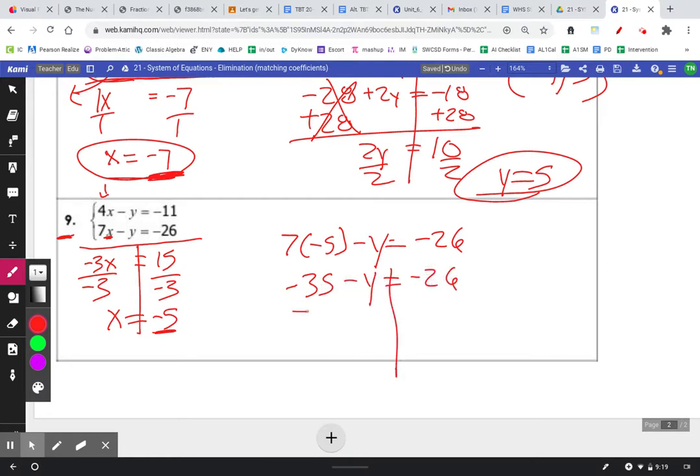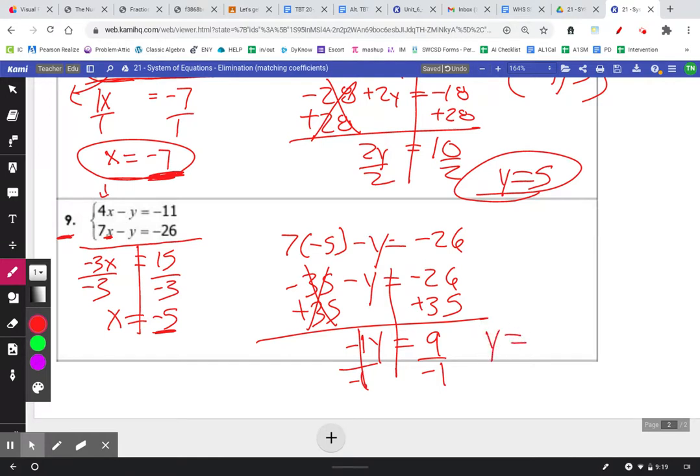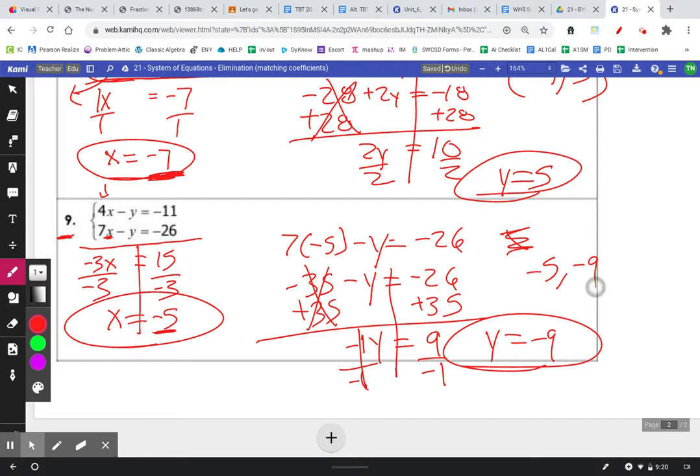I should add 35 on both sides. Those go away. This y is negative. I need to show that. That would be a positive 9. And then I need to divide by -1 because I need to get rid of that negative in front. So now y equals 9 divided by -1 is -9. I have these two pieces of information. I need to write it as an ordered pair. I get x. Nope, I'm sorry. I get -5, -9.